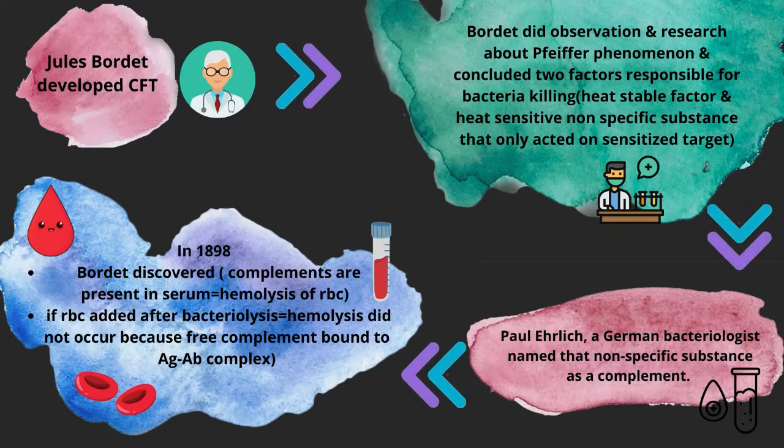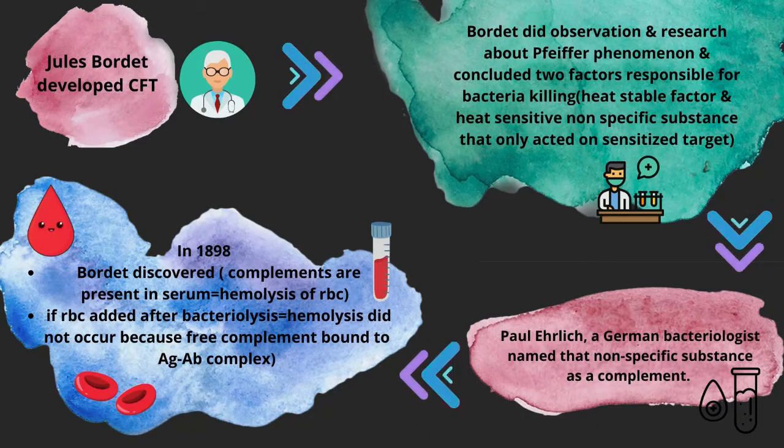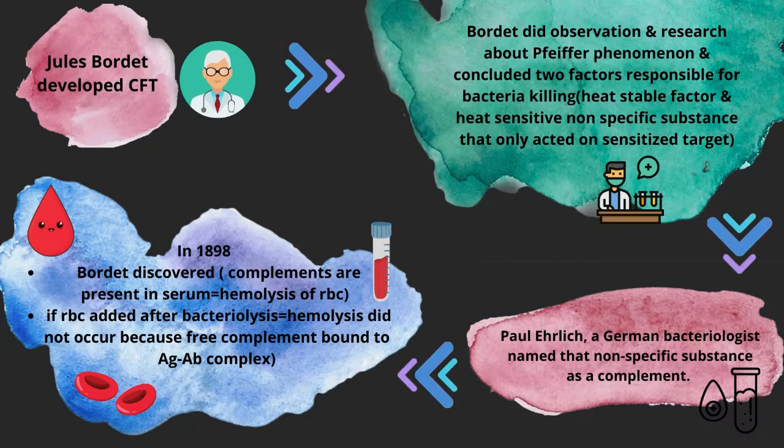In 1899, Bordet discovered that complement is present in serum and causes hemolysis of RBC. If RBC were added after bacteriolysis, hemolysis did not occur because the free complement was bound to the antigen and antibody complex.